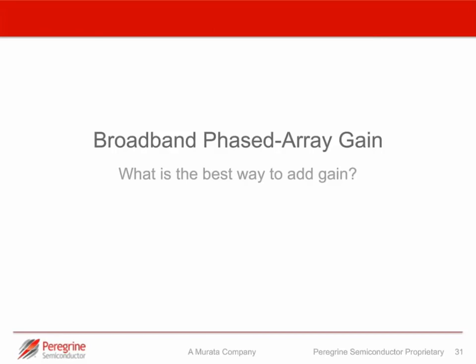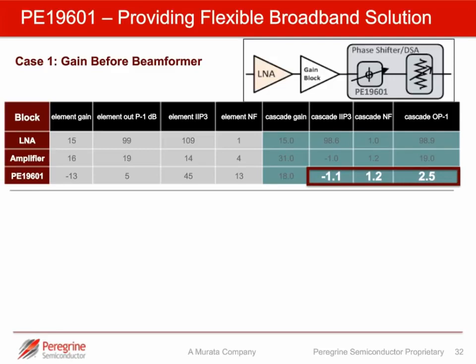Another area that we consider is for a broadband system such as phased array, what's the best way to add gain to the system? As it has a broad frequency range, we have to think about this carefully. So this study shows a series of blocks. On the right you can see in the gray color the PE19601, so our beamforming device. In front of it we can see, in this example, a gain block, and before this an LNA. The LNA is in the system already, so it would be the system LNA.